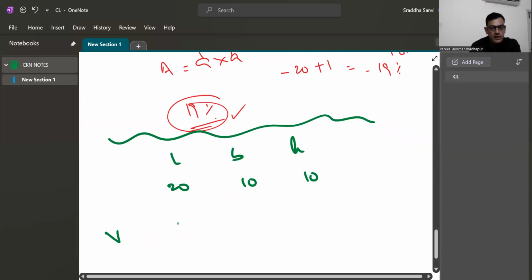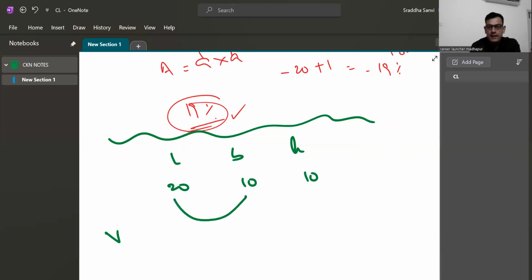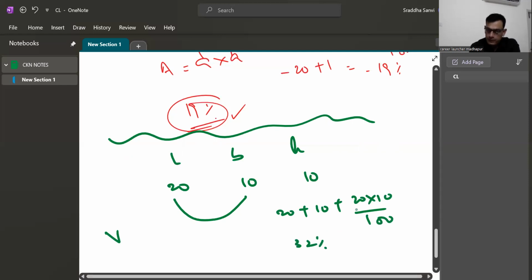So my volume change will be, first I'll apply A plus B plus AB by 100 for the first two variables. 20 plus 10 plus 20 into 10 by 100. When I simplify the expression, it is 32%, right?